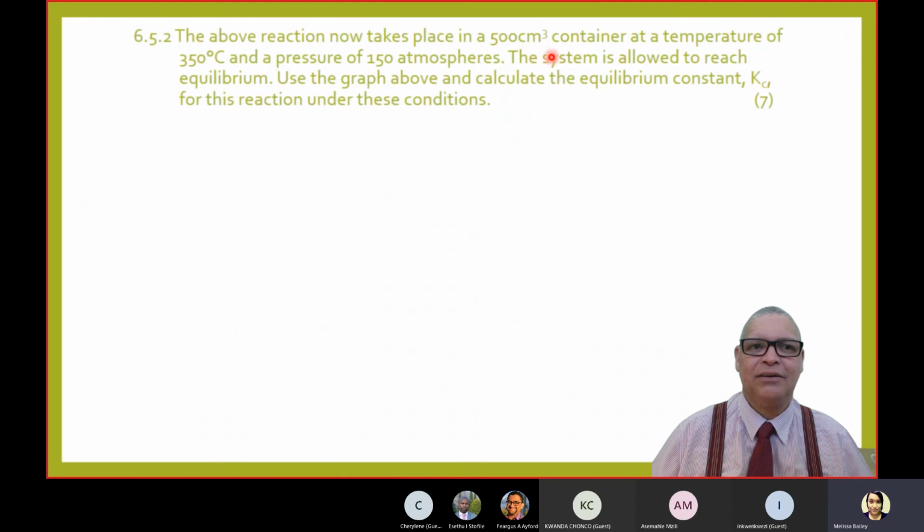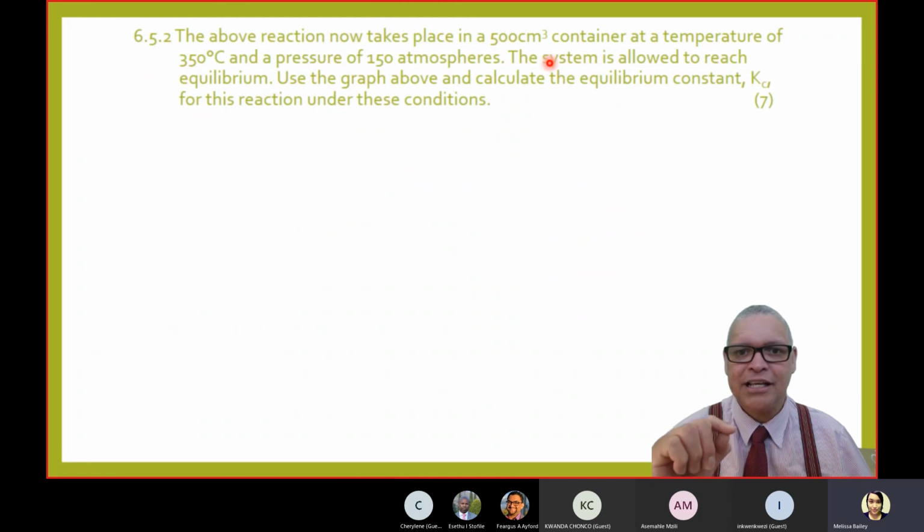And then moving on to question 6.5.2, the above reaction now takes place in a 500 cubic centimeter container. Ooh, that is not cubic decimeters. We must be wide awake to that. So the best way to convert this to cubic decimeters is to take that 500 and divide it by 1,000. That's how we convert from cubic centimeters to cubic decimeters.